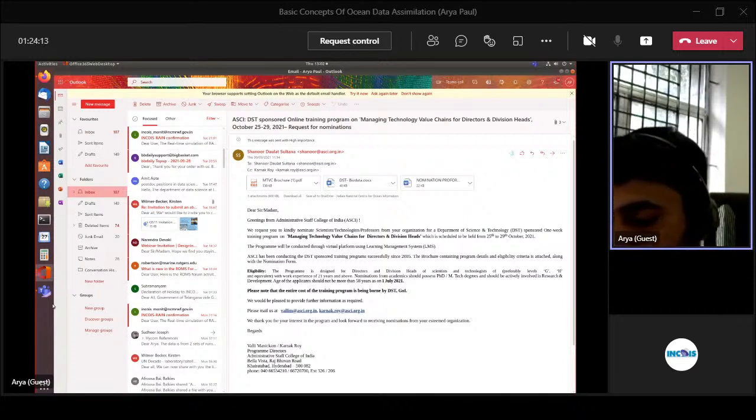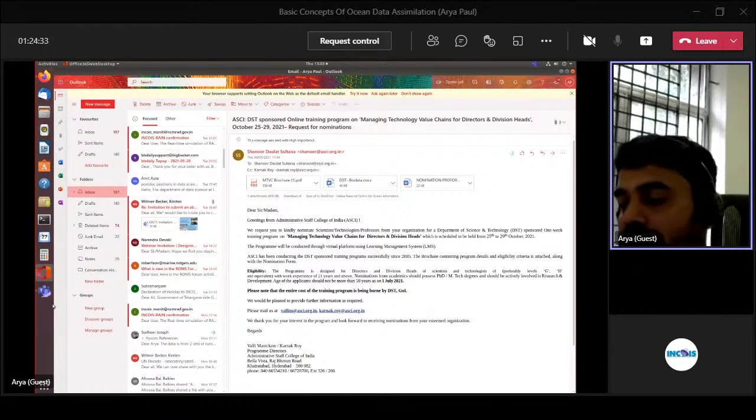The next question is, how do you correct errors in the observation? Errors in the observation are not corrected using data assimilation, if this is what you wanted to ask. You can correct errors in the observation by improving your instruments or by some other means, but not using data assimilation. Data assimilation is used mostly to correct errors in the model.